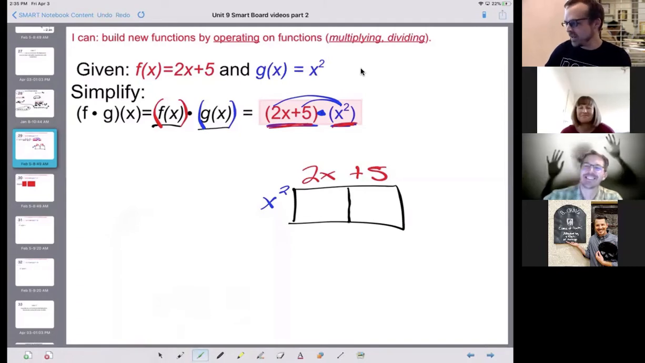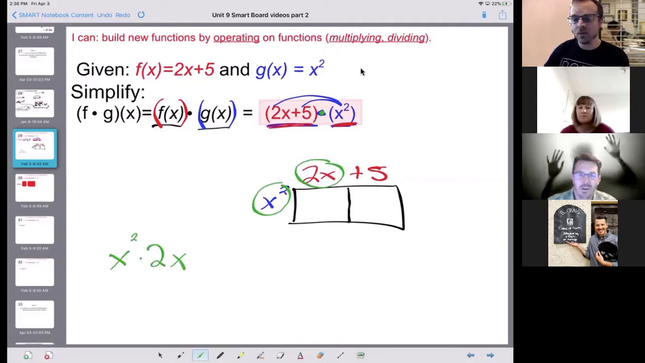And because we got to remember that we are multiplying, what we're going to do here is take x squared and multiply it by 2x. So x squared times 2x. And what I'm going to do first is multiply my coefficients. My coefficient. Where's the coefficient? The coefficient's oh, 1. Yeah. Yep, 1 times 2 is 2.